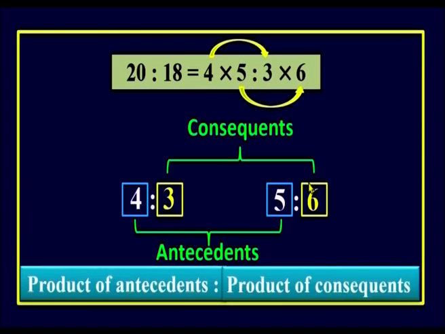4 into 5 means these two are antecedents. So, we have multiplied antecedents. And here we are multiplying 3 and 6, which are consequents. So, always when we are finding the compound ratio of two ratios, we write product of antecedents is to product of consequents. This is how we find the compound ratio of two ratios.